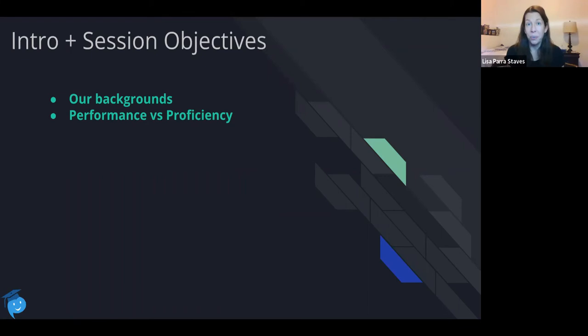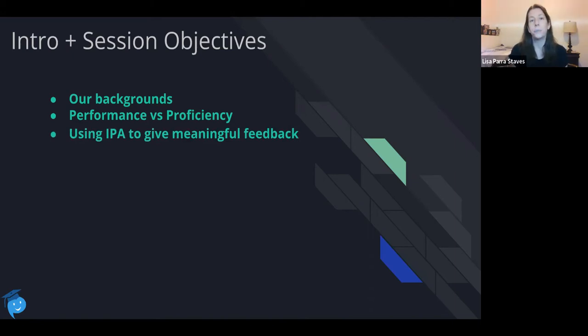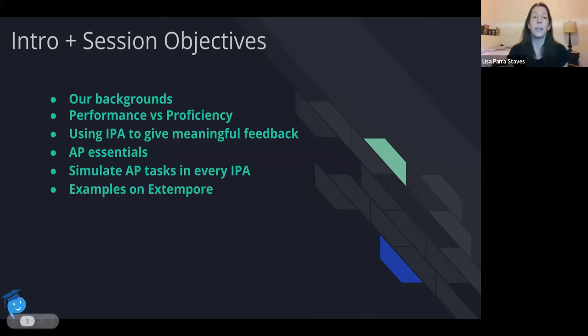So we'll first start with a working definition of performance and proficiency, so we're all on the same page, and then we'll dig into how we can use the IPAs to give feedback to students. Also, how we can work some essential skills into our IPAs that can help students on AP exams. I'll be giving some examples and equating some possible IPA tasks to an AP exam section, actually all the AP Language and Culture exam sections. And then Grant is going to give more in-depth information about how Extempore can help us with all of this.